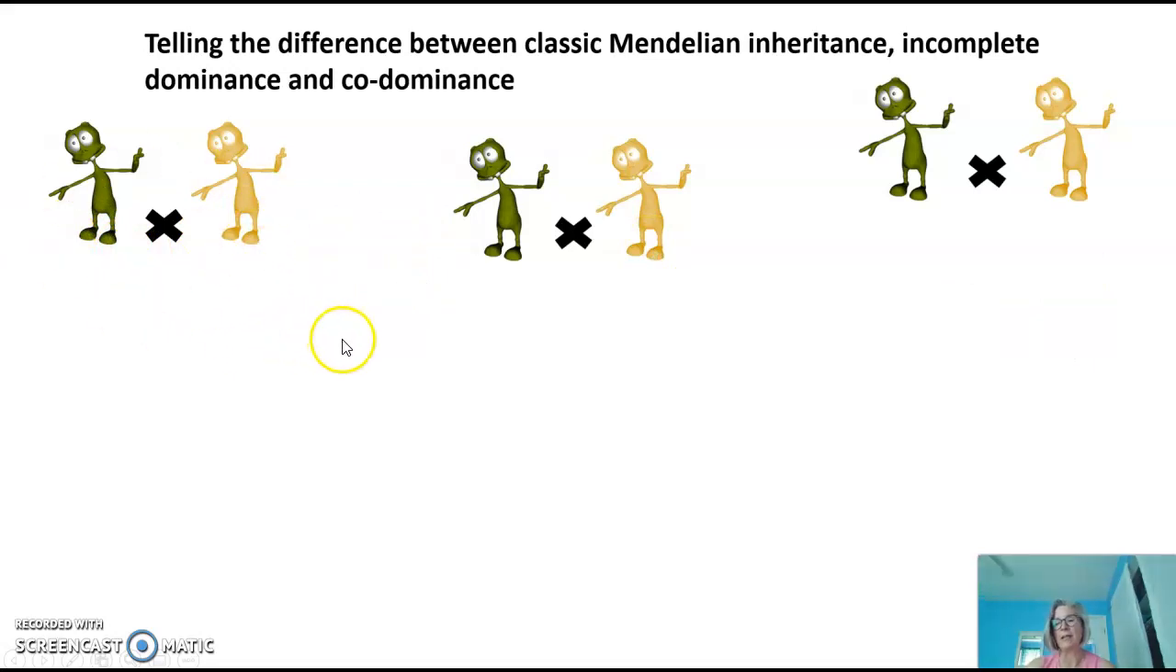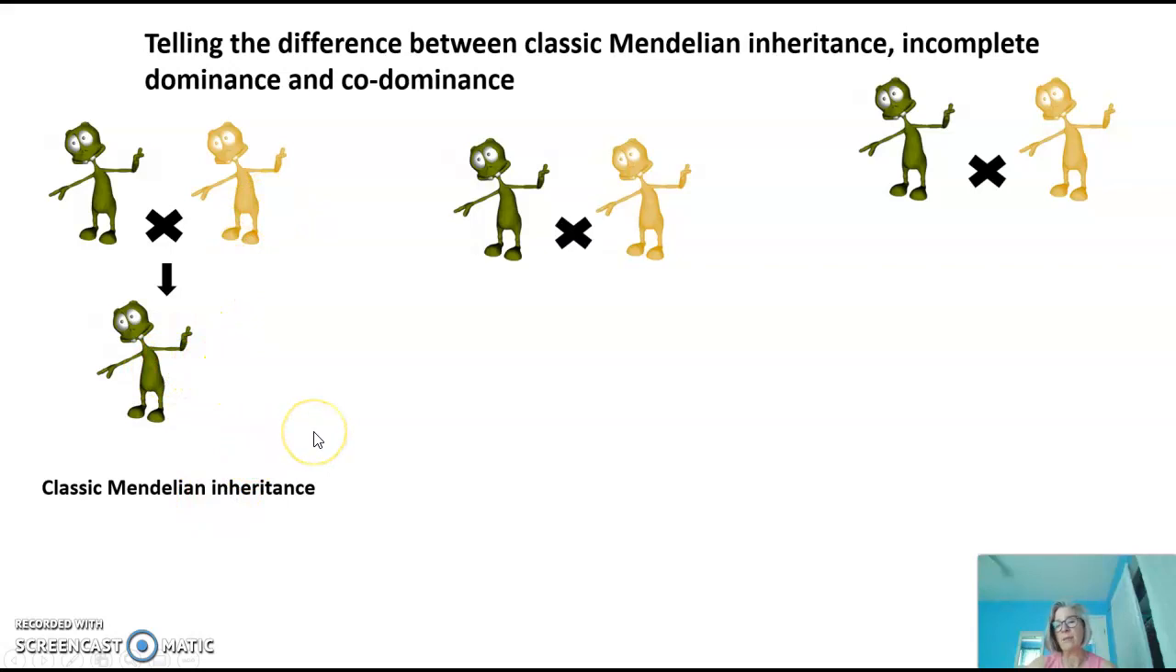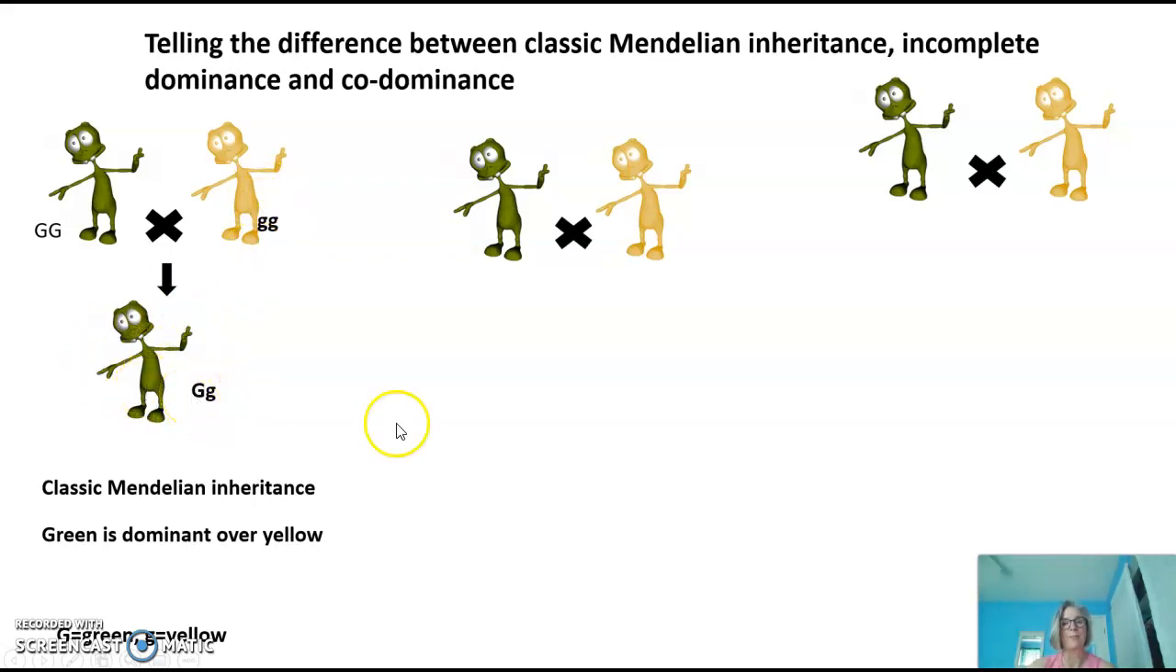And what kind of things are we going to see if we do a mating with classic inheritance, incomplete dominance, or codominance? Well, if we have a green mating with a yellow and we get all green offspring, this would be a case of classic Mendelian inheritance, where green is dominant over yellow, and then we could indicate the alleles with an uppercase G for green and a lowercase g for yellow. That means that my green parental would be homozygous dominant, GG. My other yellow parental would be homozygous recessive with lowercase g, and then my green offspring would be heterozygote.